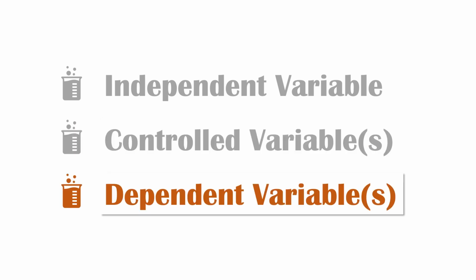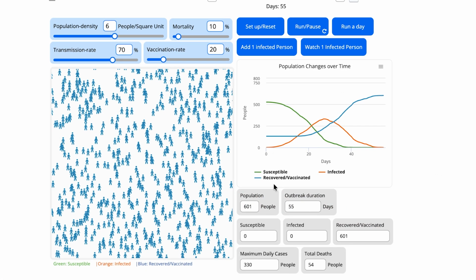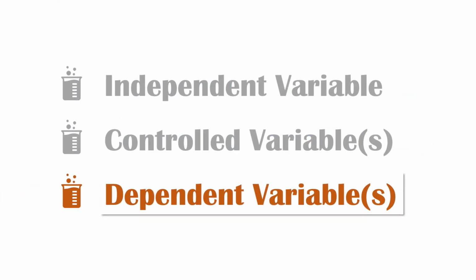Now let's consider the dependent variables, the experimental outcomes we want to record. Look at the output monitors on screen. We can track at least 4 key outcomes: outbreak duration, recovered individuals, maximum daily cases, and total death. You can record all of them, or pick 2 outcomes you are most interested in tracking. These will serve as your dependent variables.